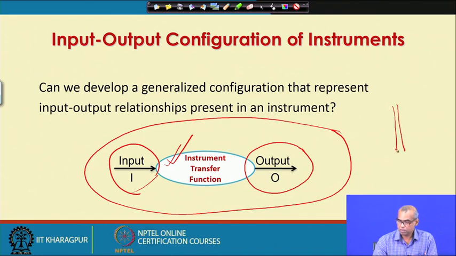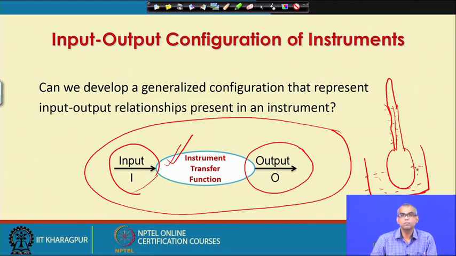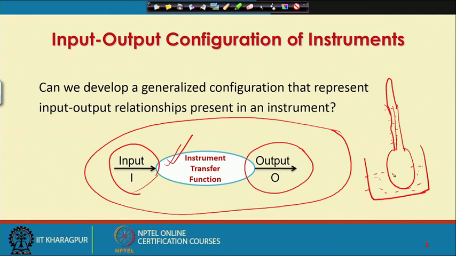So, consider for example the mercury in glass thermometer, one of the most simple instruments. So, you have this mercury layer and you have a graduated scale attached here. You put the bulb of the thermometer into, let us say, some hot water. So, what is input to the instrument is this temperature or the thermal energy, and output is the displacement of the mercury, which can be read from its position against the graduated scale.